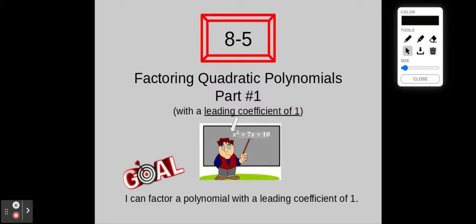Lesson 8.5 is called Factoring Quadratic Polynomials Part 1. In this lesson, we're going to learn how to factor polynomials that have a leading coefficient of the number 1.